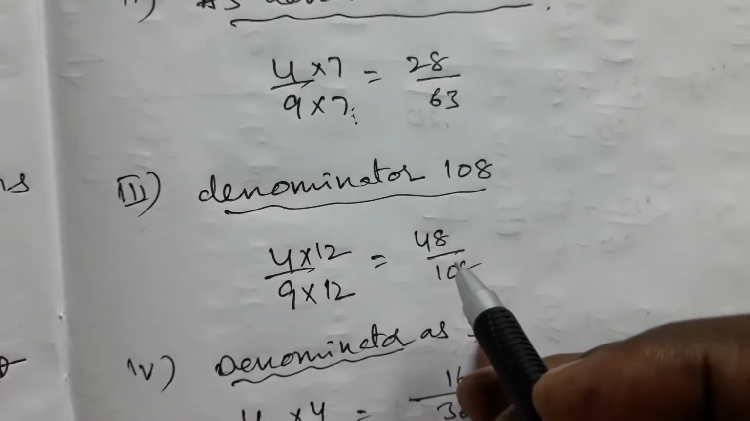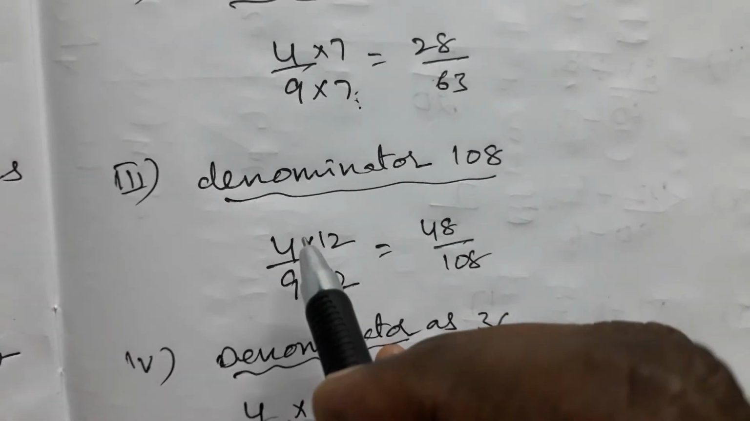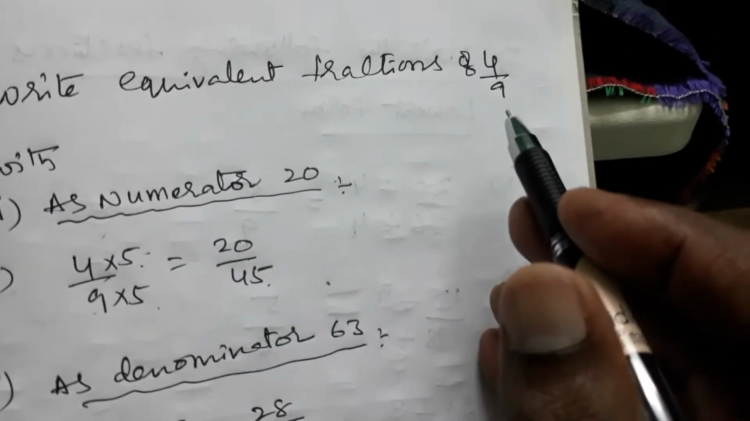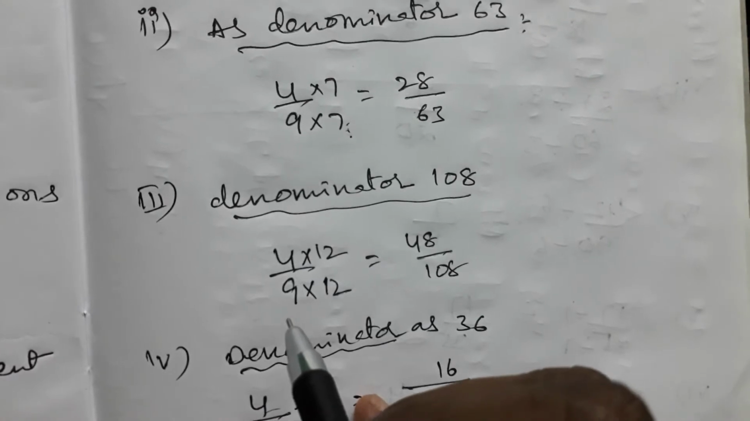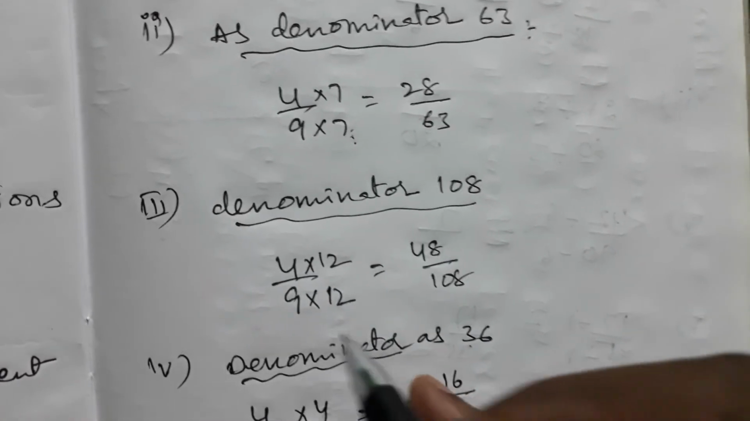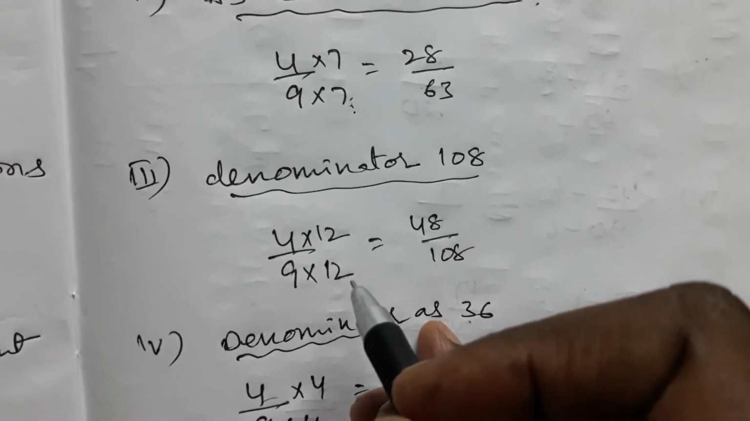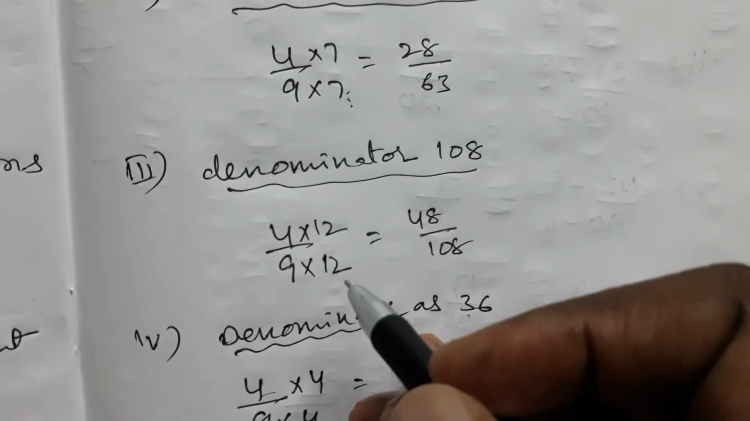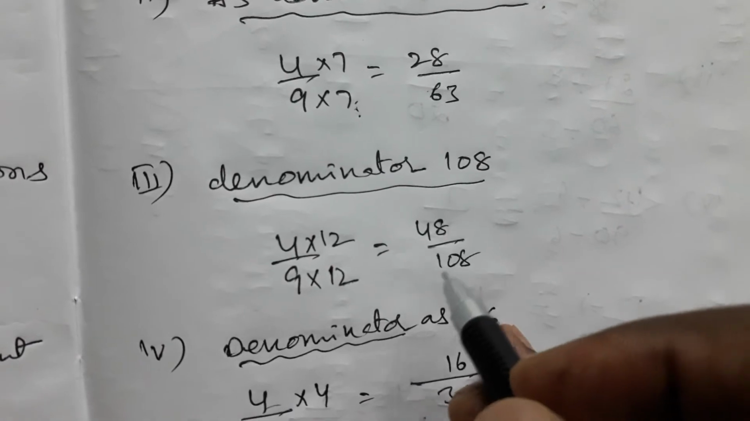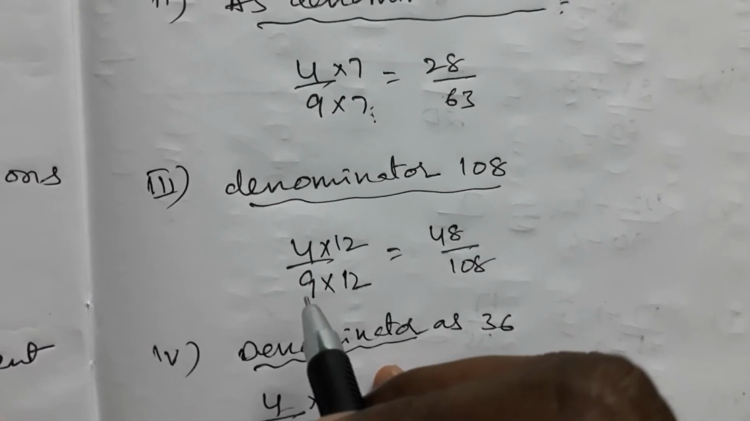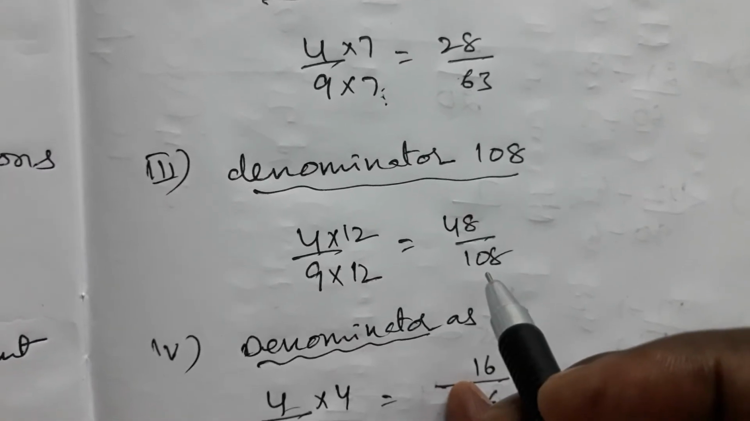Next, another equivalent fraction by following this condition. What is the condition? Denominator as 108. What is the given fraction? The given fraction is 4 by 9, and we are asked to write equivalent fractions to 4 by 9. So take 4 by 9 and multiply numerator and denominator with the same table to get an equivalent fraction. But what is the table you are taking here? 12. Why are you taking 12? Here the condition is given: denominator must be 108. To write the denominator as 108, what do you have to multiply to the 9? 12. So multiply 12 to the 9, then only you will get 108.